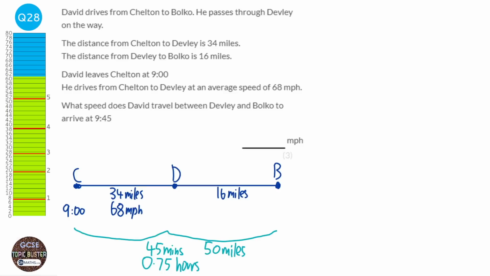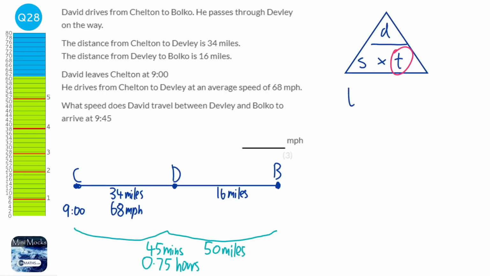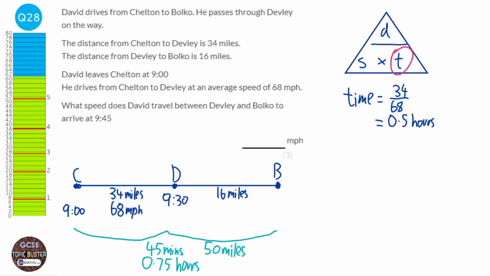So we're going to use our speed distance time triangle. So speed equals distance over time, and we're covering up the time because that's the one we want. So it's going to be time equals distance, which is 34, over speed, which is 68. So we're going to do 34 divided by 68, which is 0.5. So it would be 0.5 hours, so that would be half an hour. So we will be at Devley at 9:30. So that means we've got 15 minutes left.